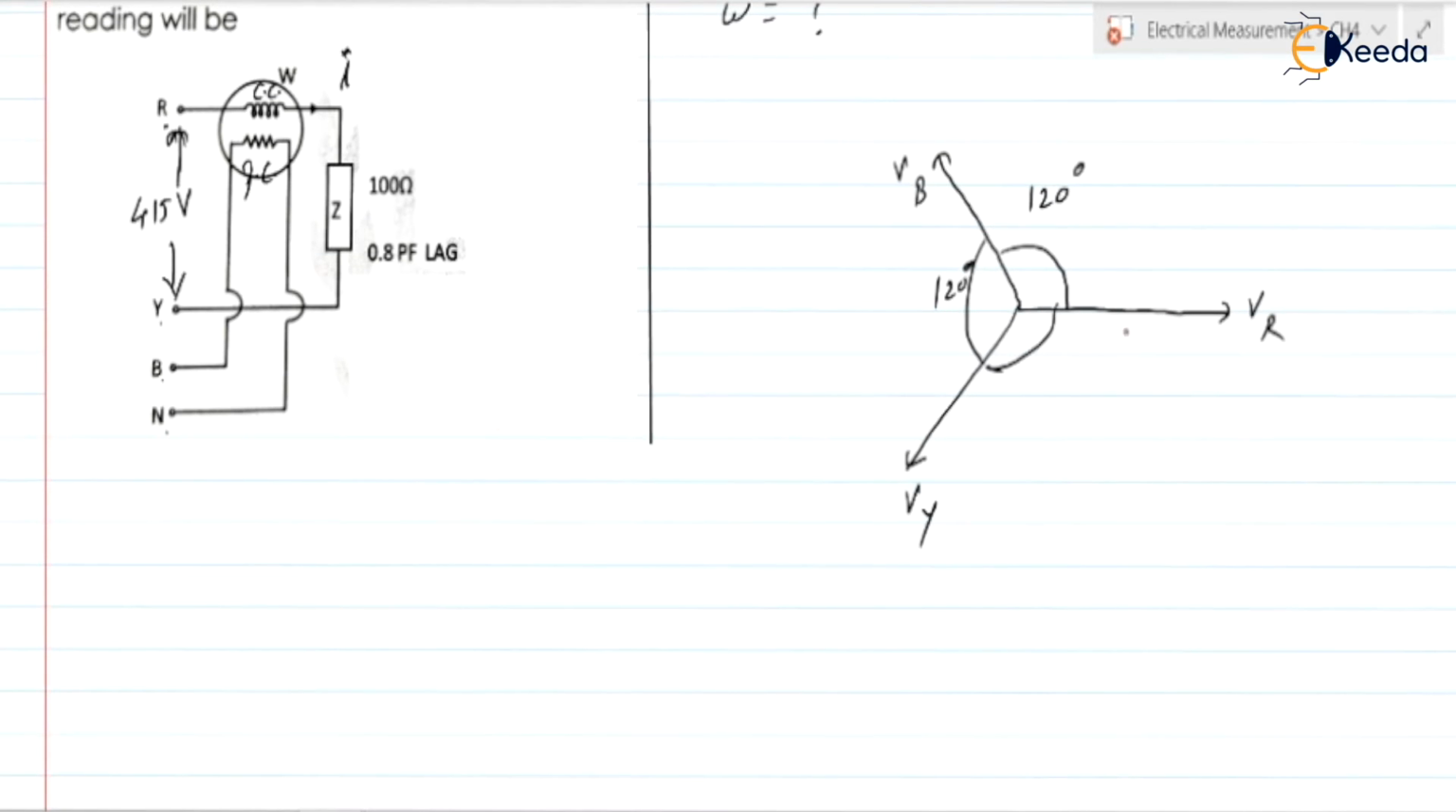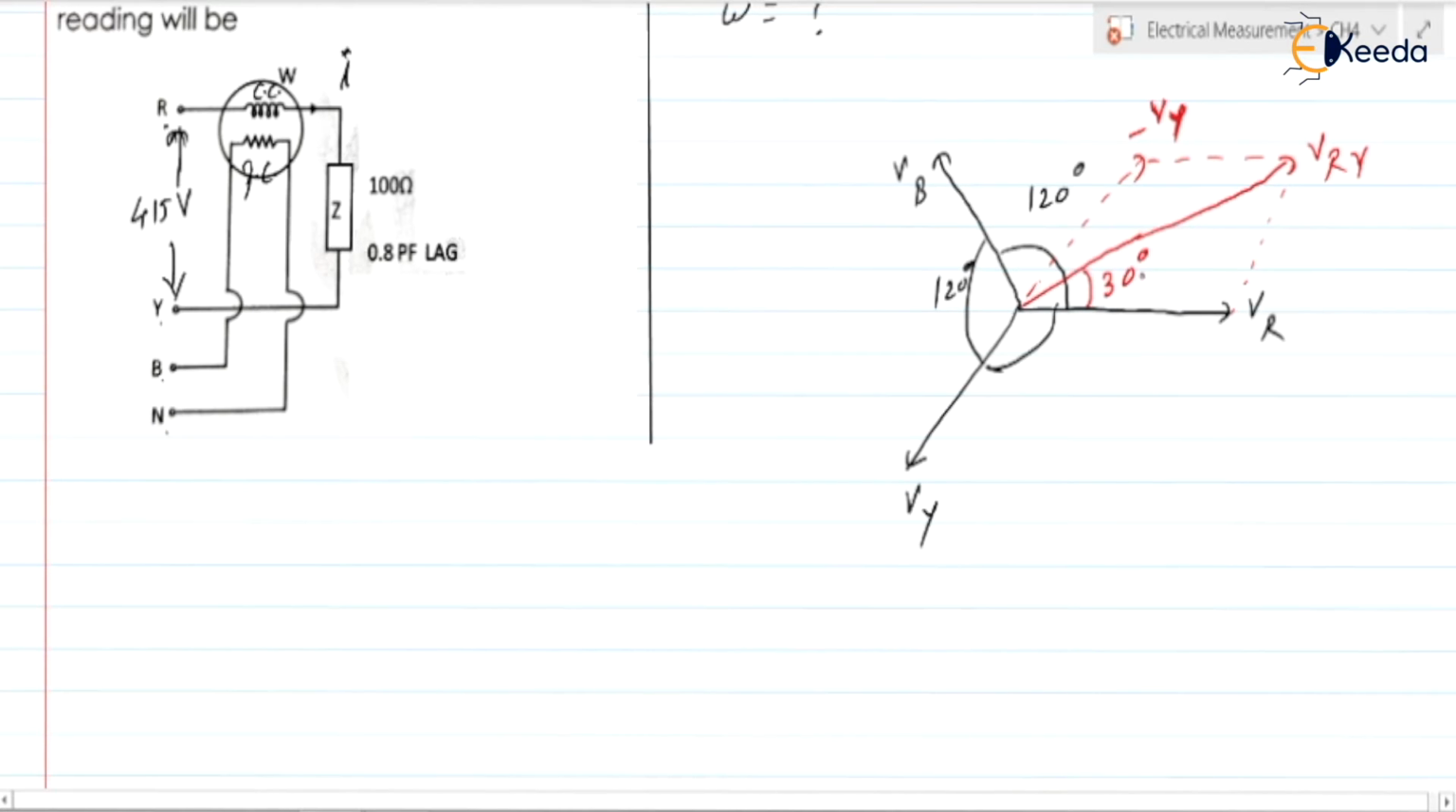VRY is VR minus VY. This is the VY, so here it is the minus VY. And the phasor addition of this VR and minus VY is nothing but VRY, right? So this is the phasor for VRY. This angle is 30 degrees.